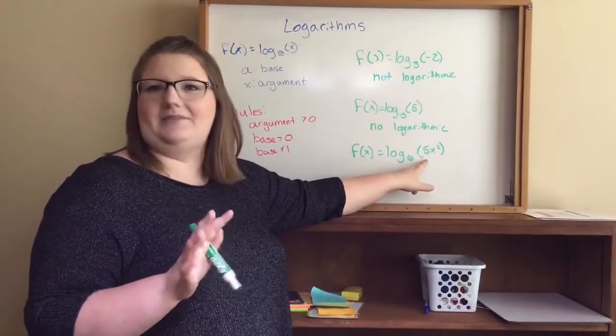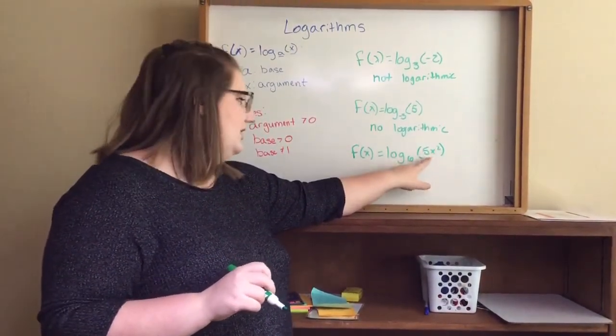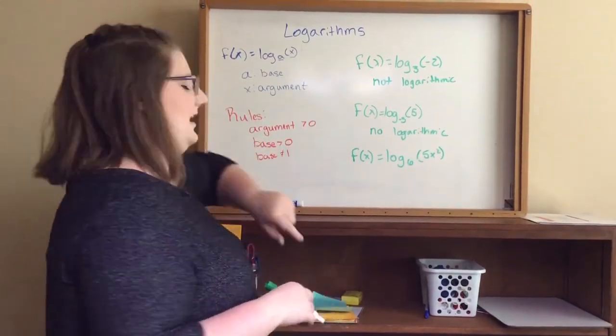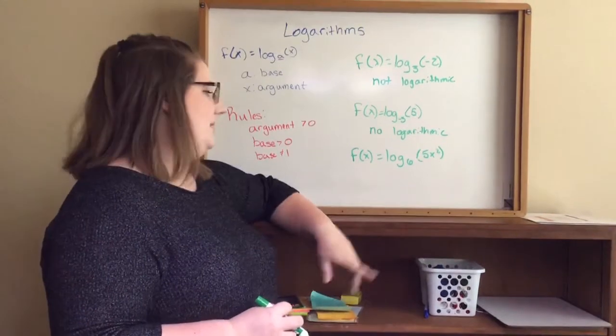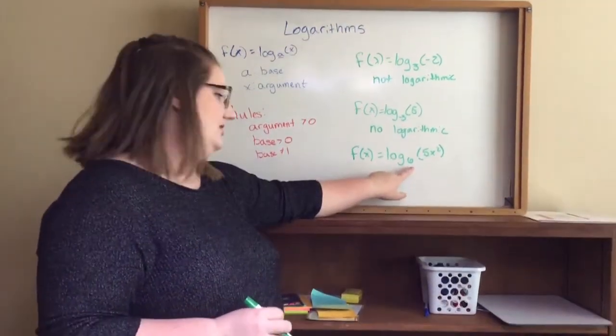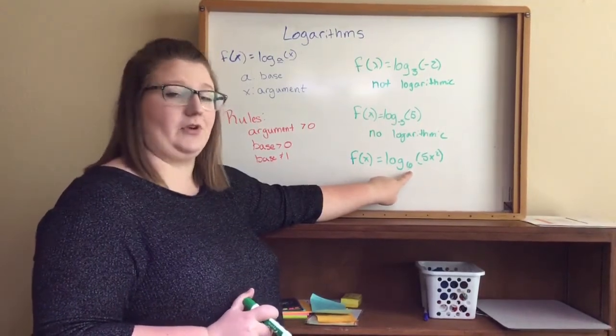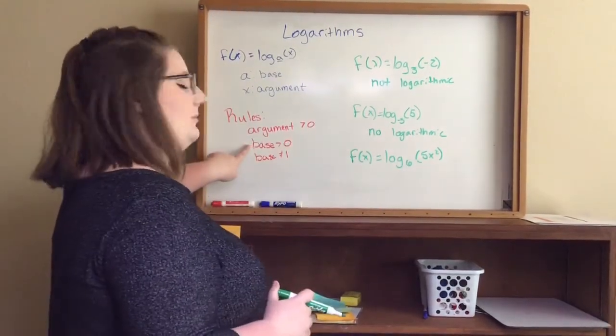And the x can kind of make it a little tricky to work with, but just the way this is written, that's okay. Next, our base has to be greater than 0. So the base is that little number after the log. So this is log base 6, and 6 is a positive number. It's greater than 0. So we meet rule number 2.